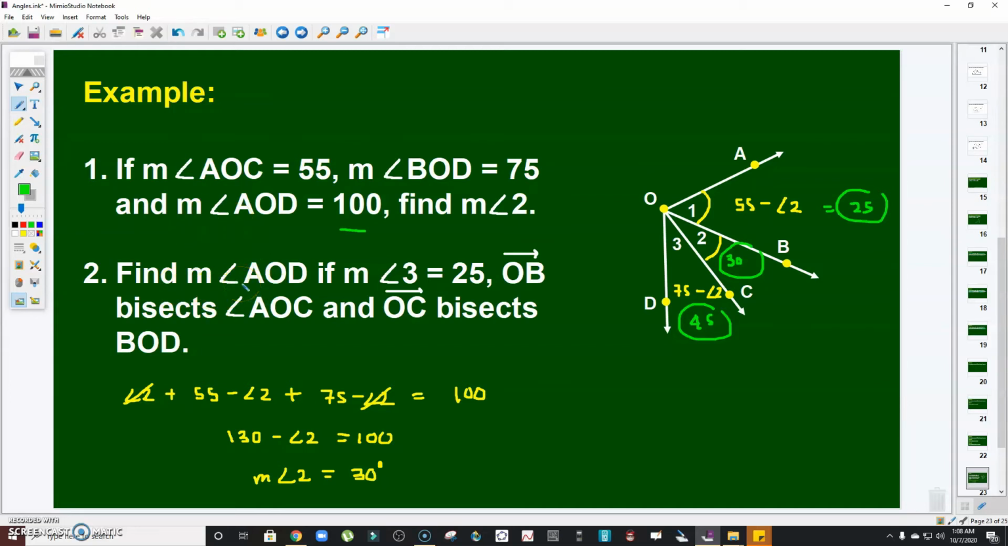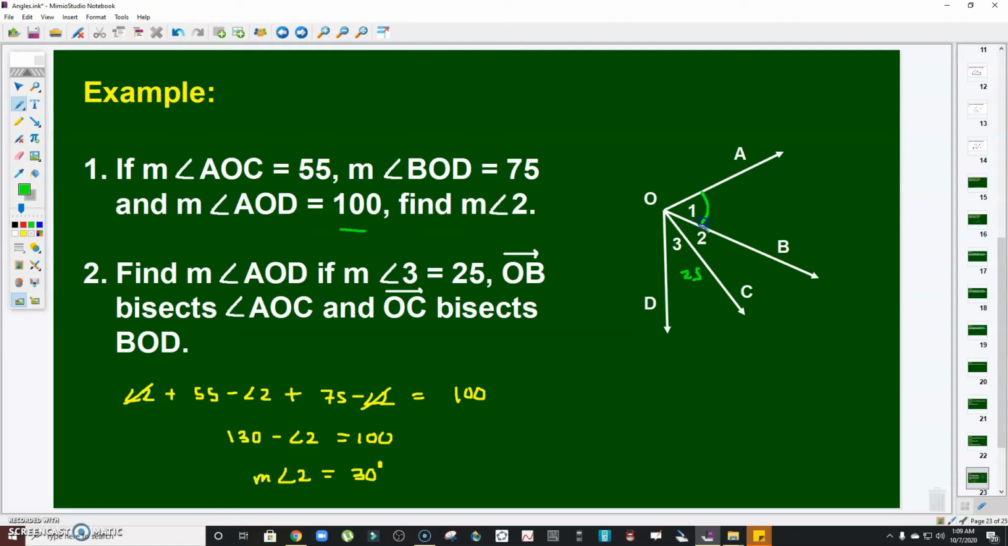Find the measure of angle AOD if angle 3 is 25, ray OB bisects angle AOC and OC bisects angle BOD. Alright, so parang ito rin yung illustration, right? So, ang sabi lang dito, okay, so, paano ba? Let me erase this one. Alright. So, ang sabi sa problem, okay, so angle 3 is 25. Okay? Then, this OB here bisects AOC.